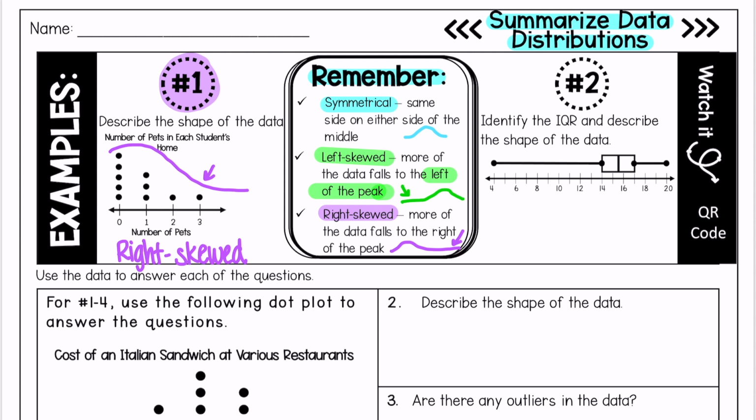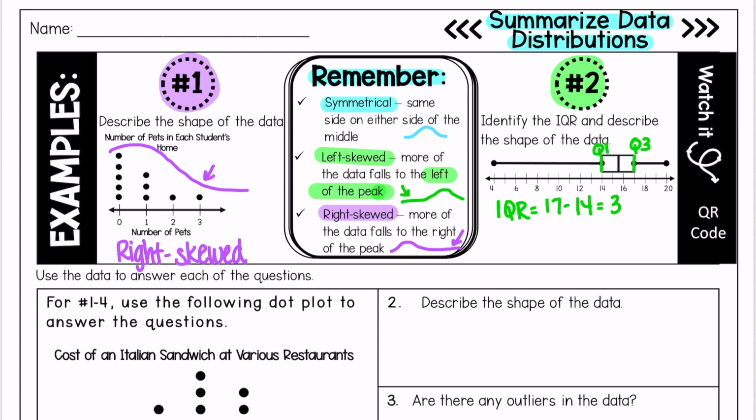Number 2, to the right here, asks us to identify the IQR and then describe the shape of the data. So the IQR is your Q3 take away your Q1. So we're subtracting those two numbers. My IQR here is 17 minus 14, which is 3. So the spread of the center of my data is a distance of 3.